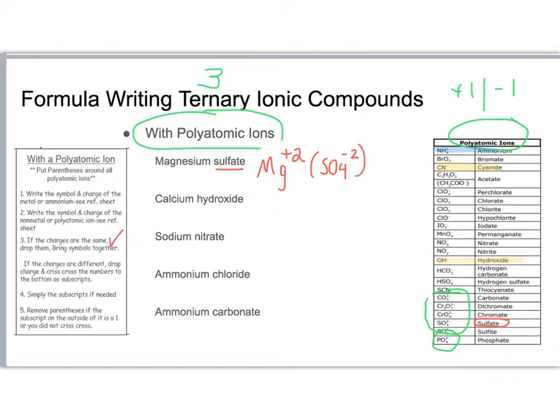So we know that if the charges are the same, we're going to drop them, and we're just going to bring the symbols together. And when I do that, I'm going to get MgSO4. Notice that I removed the parentheses because it was not needed. There is only one magnesium and one sulfate ion in this chemical formula.